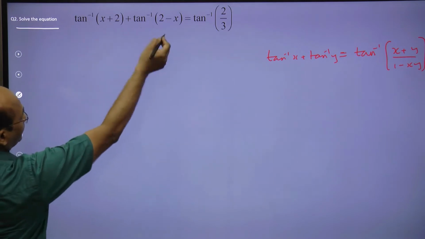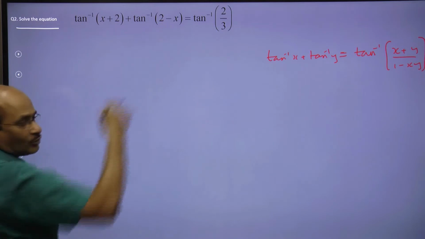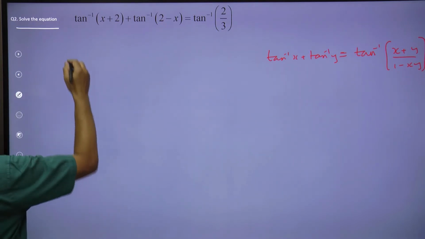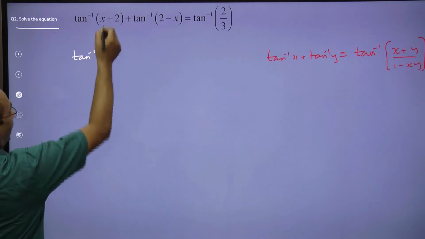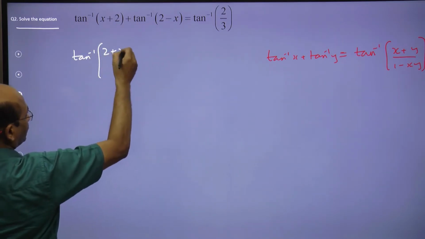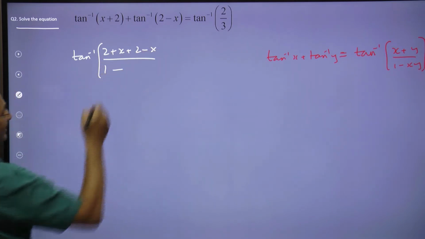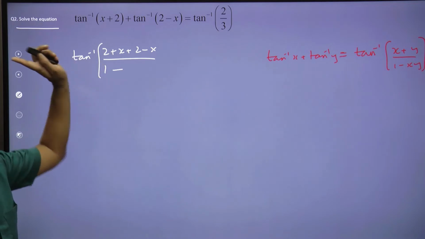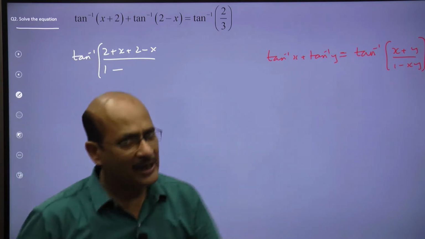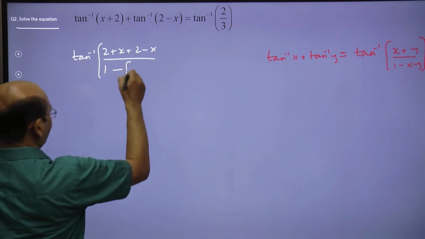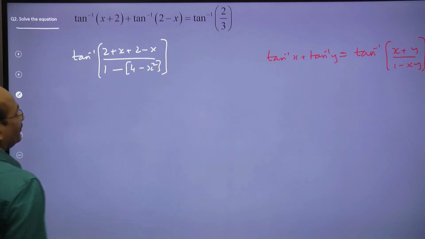So tan inverse of the sum: I will take 2 plus x first instead of x plus 2, because it might become easier for us. This will become tan inverse of (2 plus x plus 2 minus x) divided by (1 minus the product). The product of 2 plus x and 2 minus x is a plus b times a minus b, a square minus b square, so I put 4 minus x square.